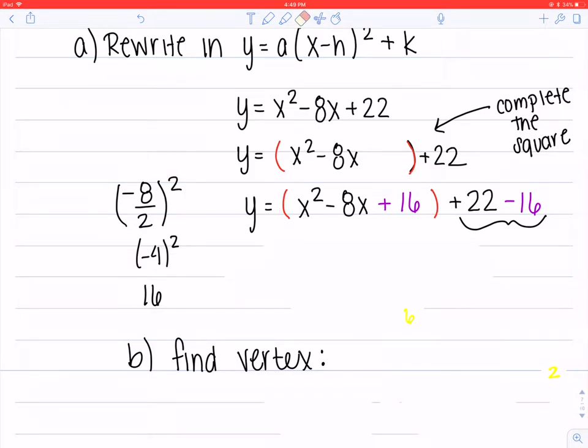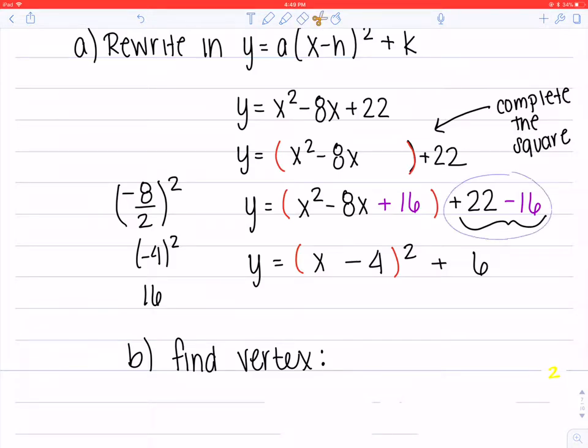Now from there you're going to simplify those numbers off to the right. Simplify this part. 22 plus negative 16, or 22 minus 16, gives you 6. And then on the right hand side I'm going to take that parenthesis and write it as a binomial squared, which is going to give me (x - 4) squared, because the number before I squared it was negative 4. So now that equation is in vertex form.